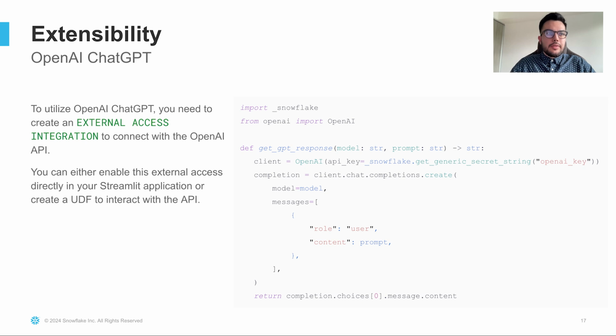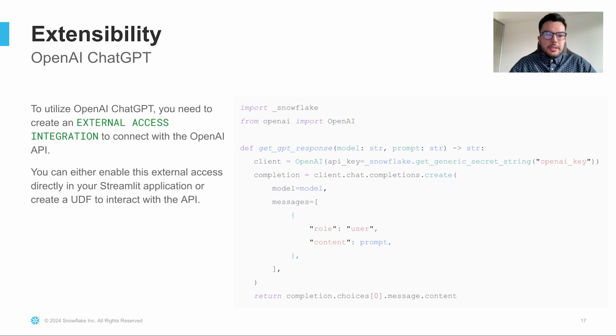Then we have the OpenAI integration, which you can use as a reference to integrate any model or provider. The steps are largely similar across platforms and providers. First, you need to create an external access integration. Once that's in place, you can use the API of your selected AI provider to query prompts.